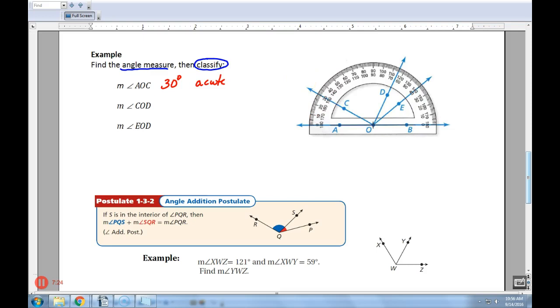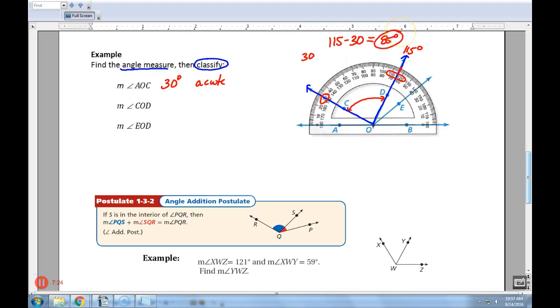Angle COD. COD comes right here from C to O to D. So this one, neither ray starts at 0, so I'm going to have to use a little subtraction. The angle goes in this space. To me, it looks pretty close to 90 degrees, but it's hard to eyeball, so I'm going to actually use the numbers. I start at 30, and then I end up right here, which is halfway between 110 and 120. So I'm going to call that 115. To find out how many degrees it is, I'm going to do the difference of those two. 115 take away 30 comes out to be 85 degrees.